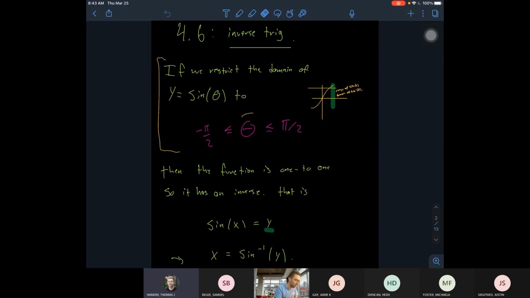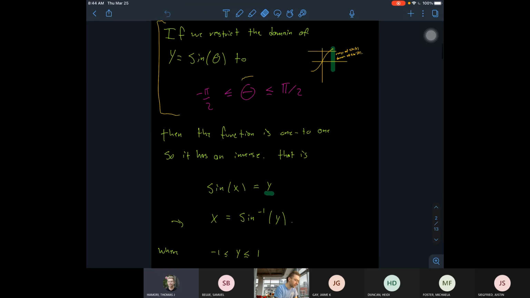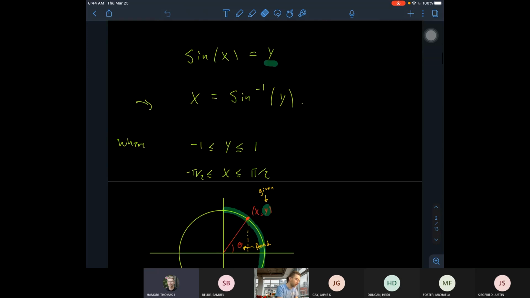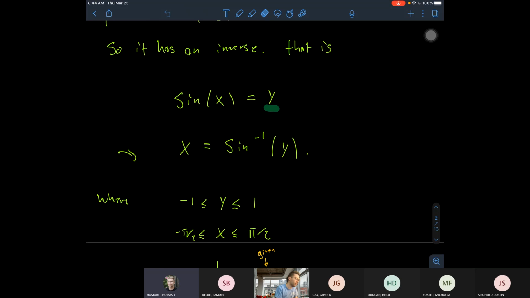So what we said was if we restrict the domain of sine theta, so theta is between negative pi over 2 and pi over 2, then the function is one-to-one in that region, and so it has an inverse, and we write the inverse function in the following way. Before we had f of x, and its inverse was f inverse of x. Now we have sine of x, and its inverse is sine to the negative 1 of x. This is how we write the inverse function.